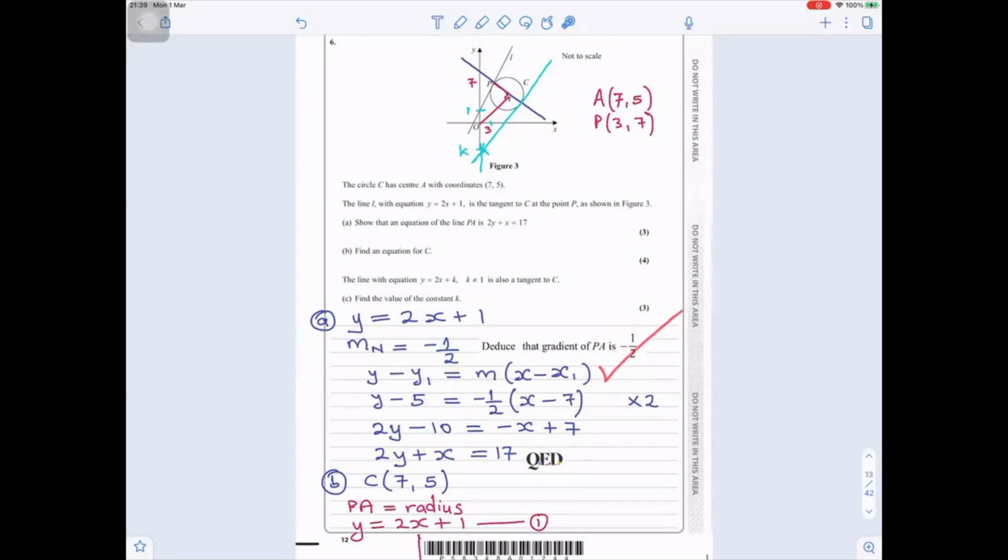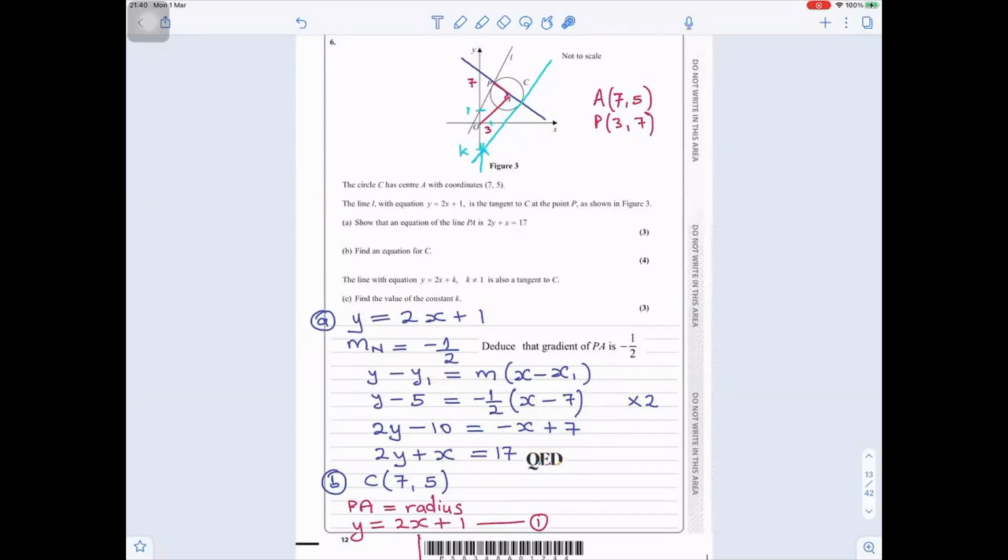And we use this formula for the equation of a line: y minus y1 equals m bracket x minus x1. It passes through 7, 5. So y is 5, x is 7, and the gradient is minus a half. You put that in, you rearrange it, you will get 2y plus x equals 17. QED, quod erat demonstrandum, which means as required to show.